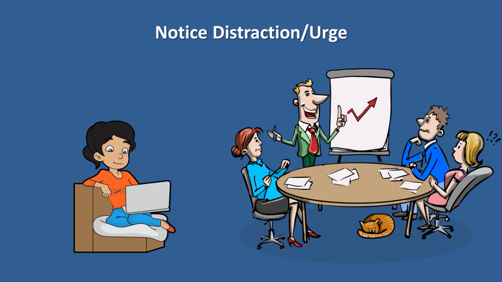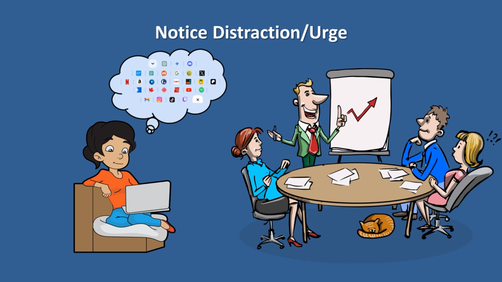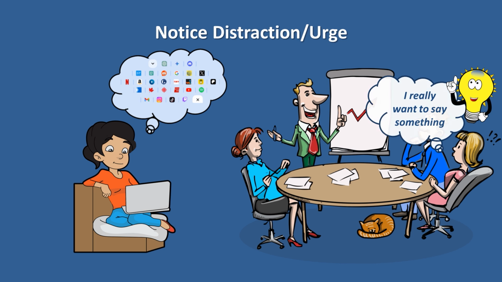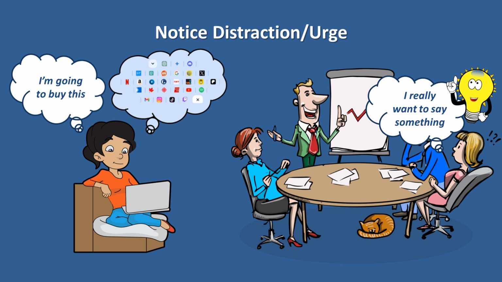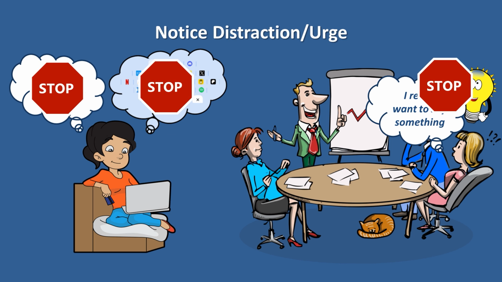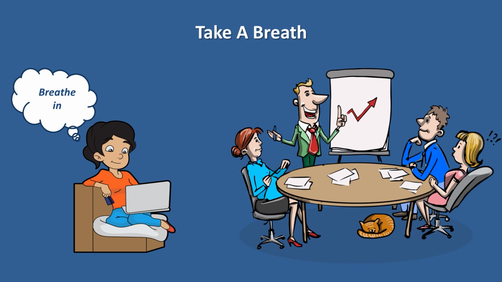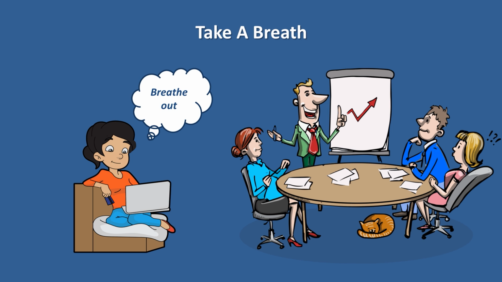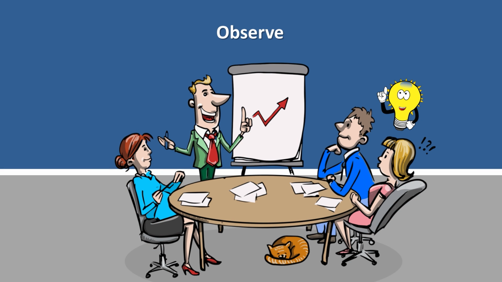First, we need to recognize when we're getting distracted or have the urge to act impulsively. Maybe our minds start to wander while we're working on something, or we're about to interrupt someone or blurt out something that might be inappropriate, or jump to a decision without thinking it through. The moment we notice the distraction or urge, we silently say to ourselves, stop, and hit that mental pause button. And now we take a slow, deep breath, which calms our nervous systems and helps us focus our attention in the present. And then we observe and take stock of what's going on, what we're thinking.